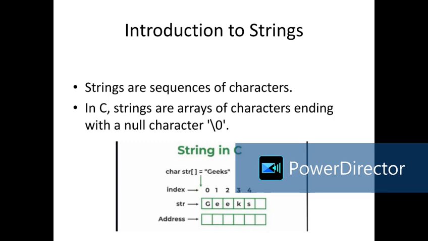C is a low-level language. It gives you control over memory, but that also means we are responsible for managing it properly. Now, why should we care about strings? Because strings are everywhere: user inputs, error messages, configuration files, names, addresses, and so on. If you plan on working with text in any form, strings are essential.